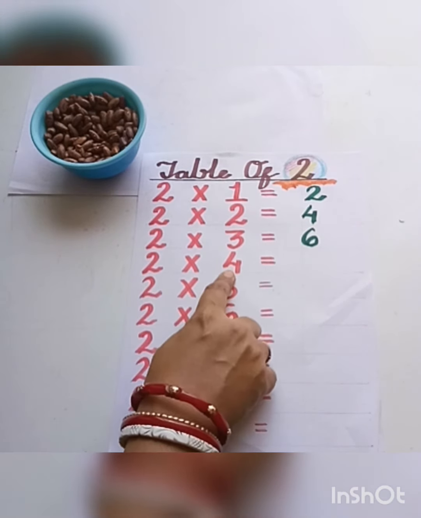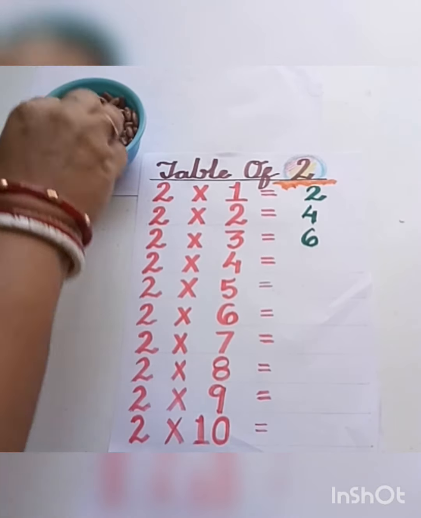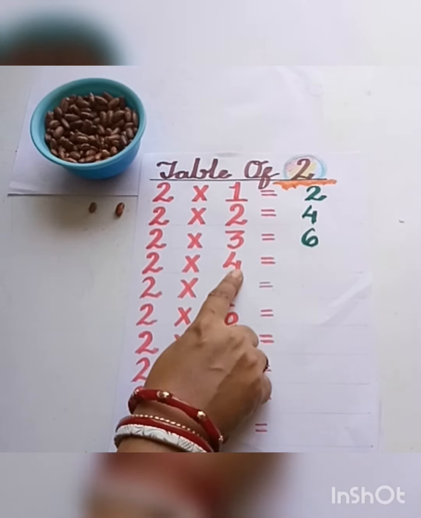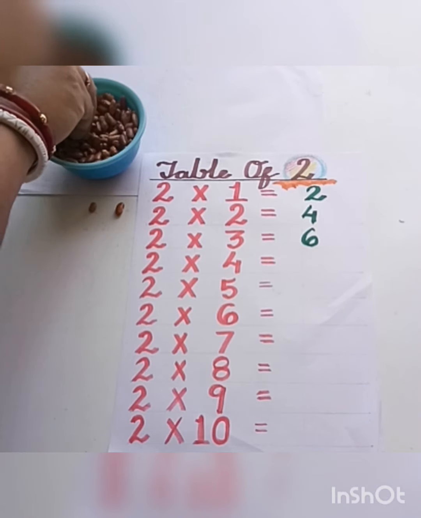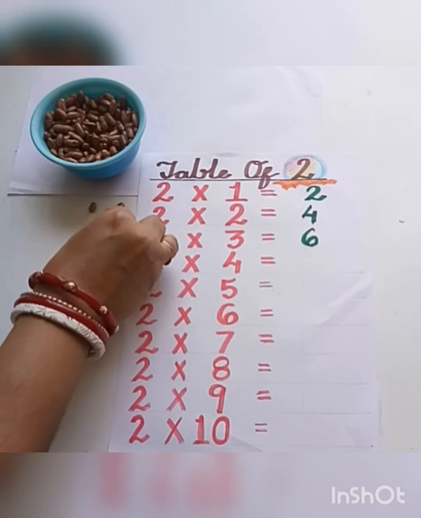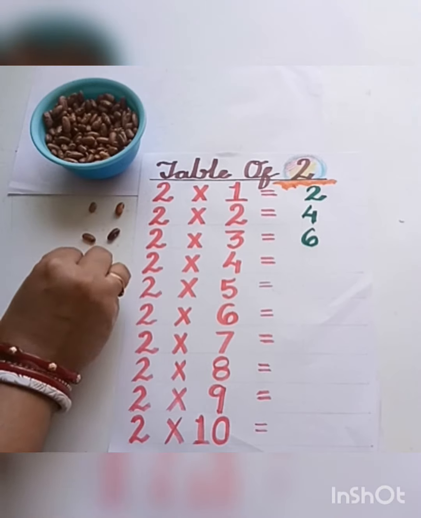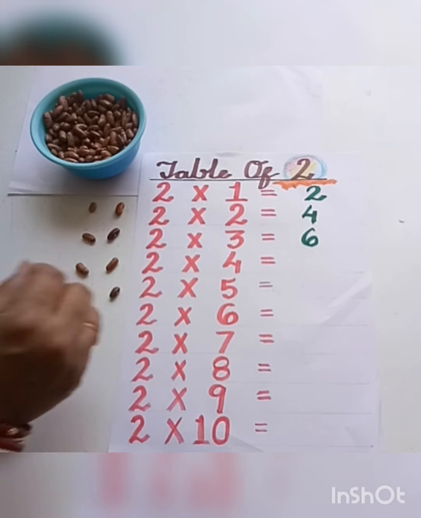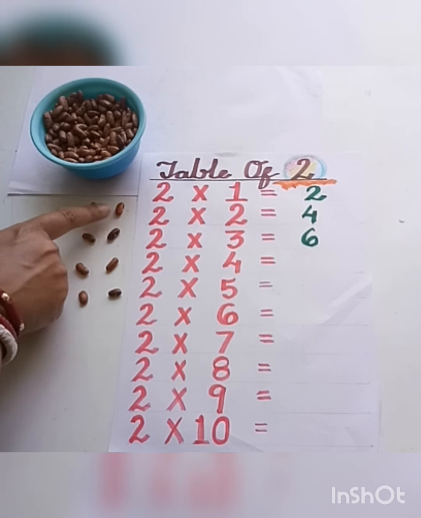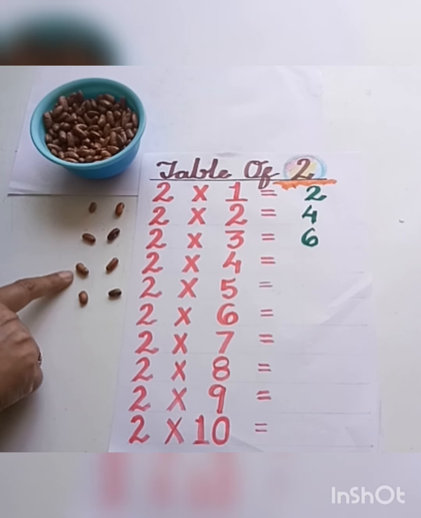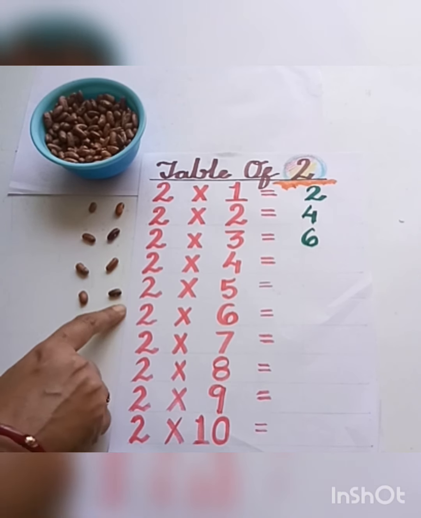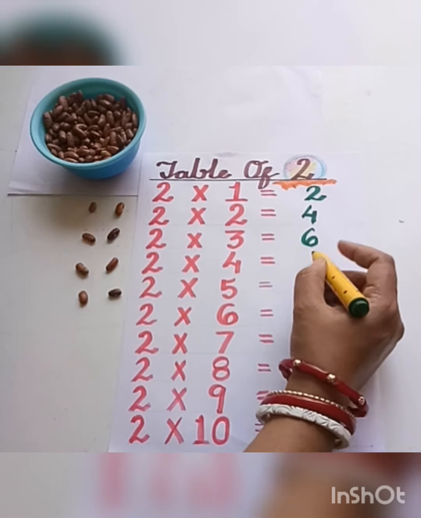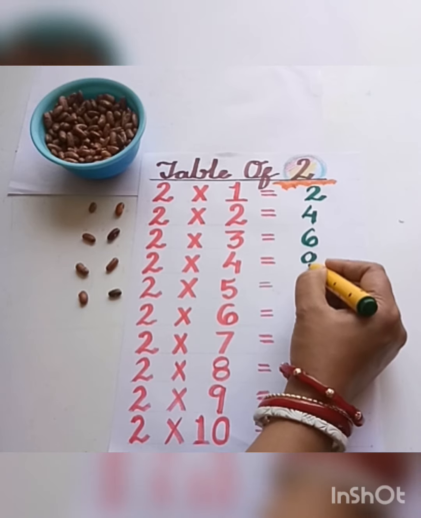Next, 2 fours are quantity of 2 beans. 4 times, 1 time, 2 times, 3 times, 4 times. Let's count. 1, 2, 3, 4, 5, 6, 7, 8. 2 fours are 8. Let's write.